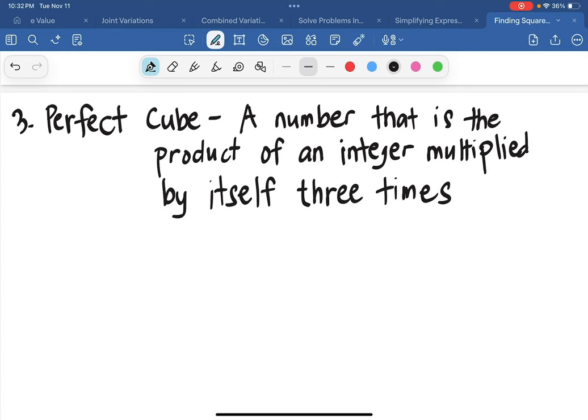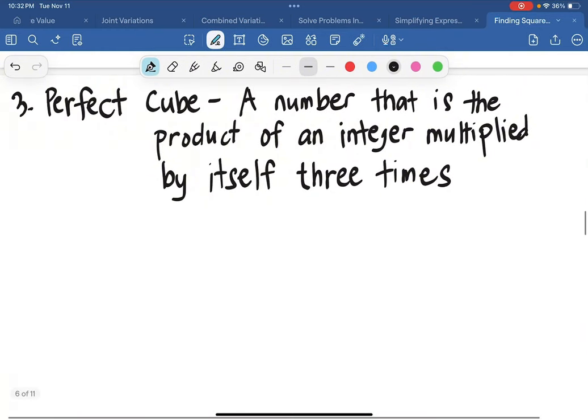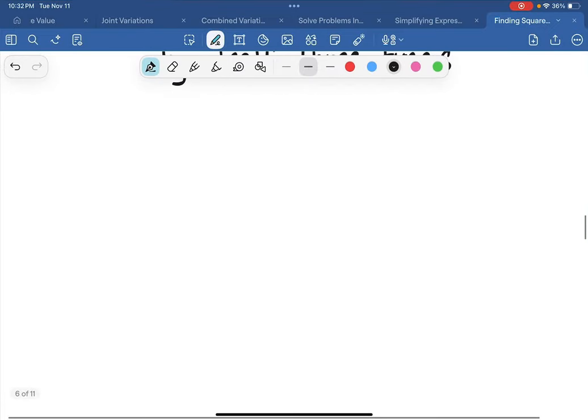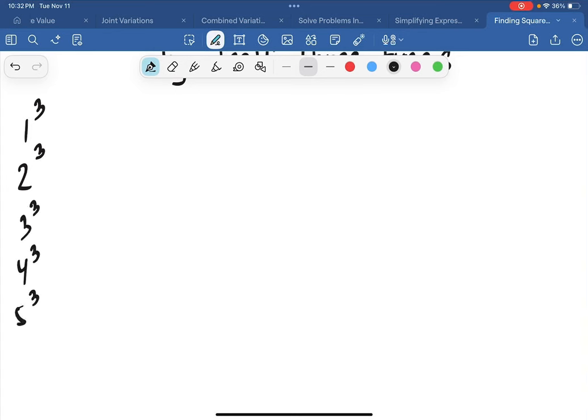Now let's have the perfect cube. A perfect cube is a number that is the product of an integer multiplied by itself 3 times. Now I'm just gonna write 5 perfect cubes. So if we are to write, we have 1 cubed, 2 cubed, 3 cubed, 4 cubed, 5 cubed.